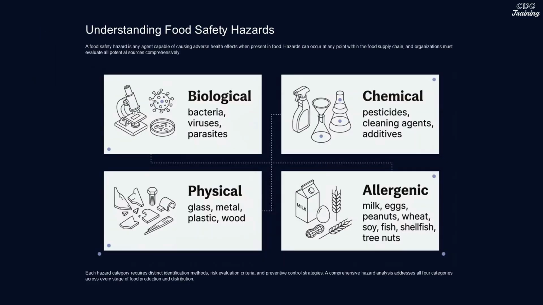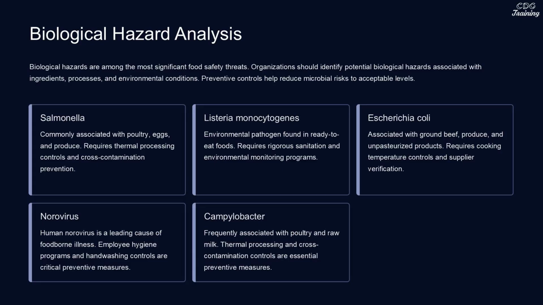A robust hazard analysis must consider all types of food safety hazards, including biological, chemical, physical, and allergenic. Each category requires distinct identification methods, risk evaluation, and preventive control strategies. A comprehensive hazard analysis helps organizations address potential risks effectively. Biological hazards are among the most significant food safety threats. Organizations should identify potential biological hazards associated with ingredients, processes, and environmental conditions. Preventive controls help reduce microbial risks to acceptable levels.